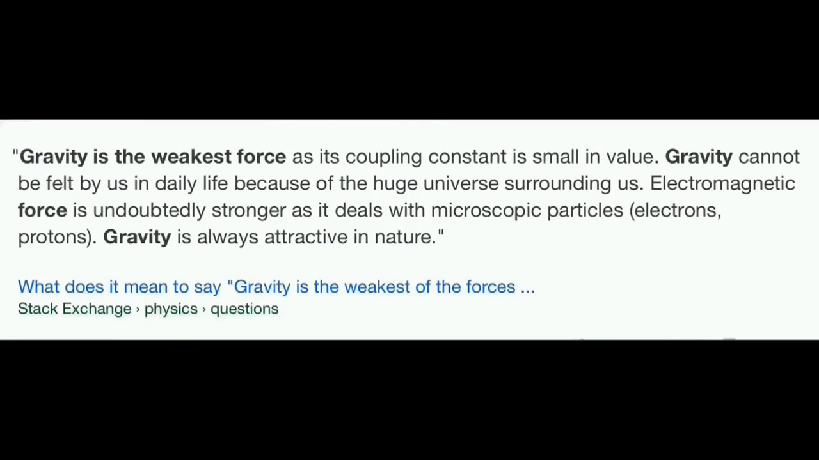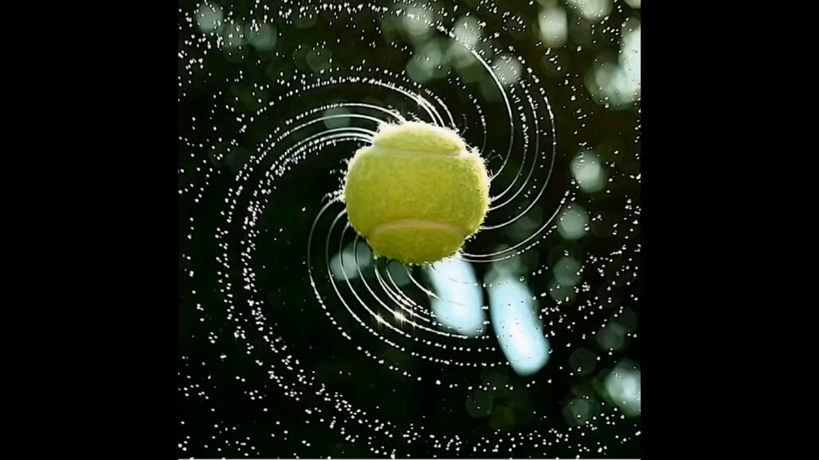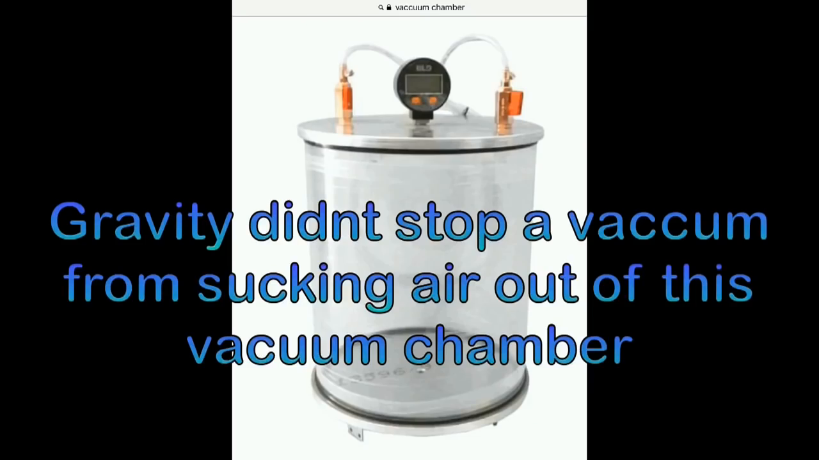I was kind of going crazy over the idea that they keep saying gravity is the weakest force. So how the heck does the weakest force combat two greater forces, which is centrifugal force, which is the force of water flinging off Earth because it's spinning, and the vacuum of space.